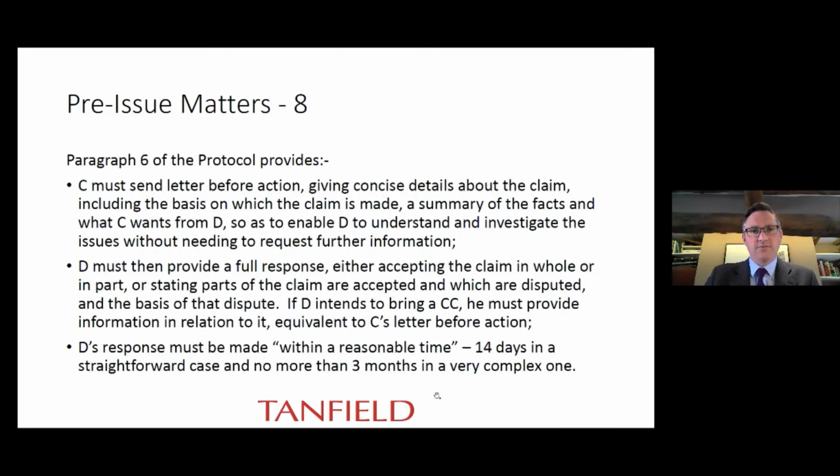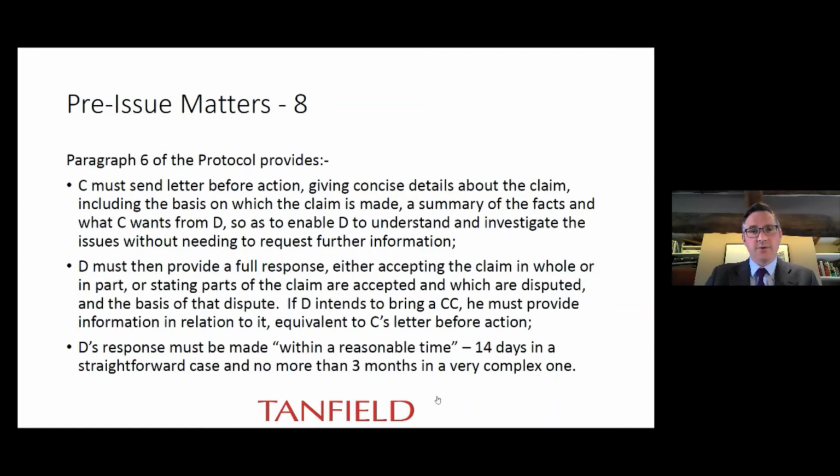So then the onus switches to the defendant, who is required to provide a full response, in which the defendant will either accept the claim in whole or in part, or state which parts of the claim are accepted and which are disputed, and the basis of that dispute. If the defendant intends to bring a counterclaim, he must provide information in relation to the counterclaim in his response in the equivalent way to the way in which the claimant has set up his claim in the letter before action.